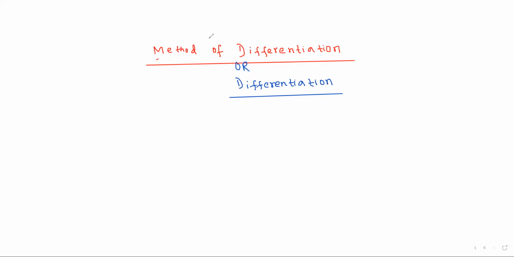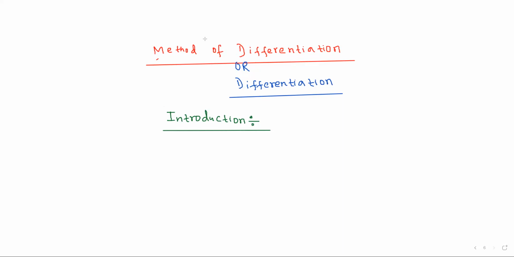Okay, so beta, this is a very important chapter and this chapter is called method of differentiation. So it is starting from the very basic, beta. Introduction.